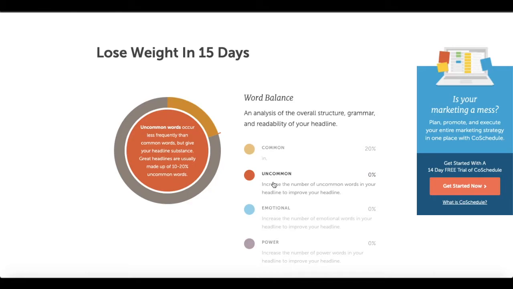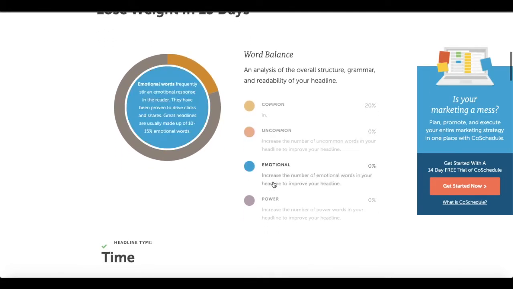Then comes the uncommon words. I have 0% of uncommon words. Uncommon words occur less frequently than common words, but it's really important to have them also, and they should make up 10 to 20%. Then comes the emotional words. Again, I have zero emotional and zero power words.